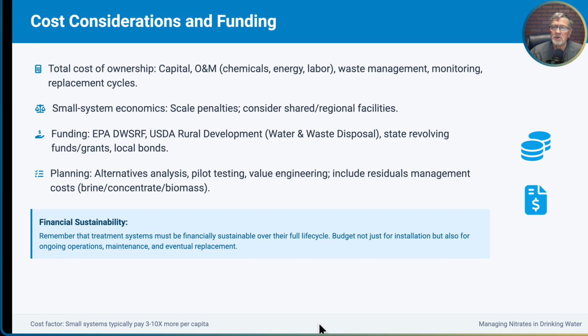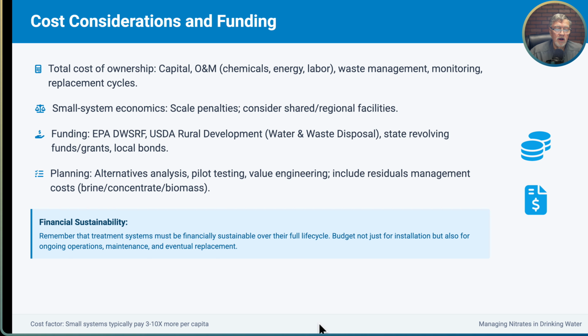So there is funding out there available. The state revolving fund, of course, USDA rural development, of course, local bonds can be available. So you're going to want to check into that. There are some private financing sources to provide bridge funding, and there are also leasing options as well. So you can get a little innovative on some of this financing too.